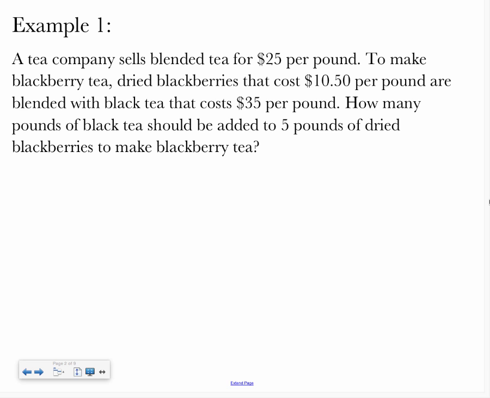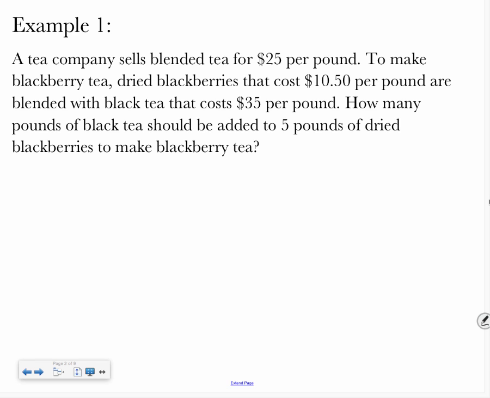We have a tea company sells blended tea for $25 per pound. To make blackberry tea, dried blackberries that cost $10.50 per pound are blended with black tea that costs $35 per pound. How many pounds of black tea should be added to 5 pounds of dried blackberries to make blackberry tea? Now, if you're anything like me, you read that, and by the time you reach the end of the problem, you forgot what the first couple sentences said. So let's underline and make a visual to help us analyze this information.